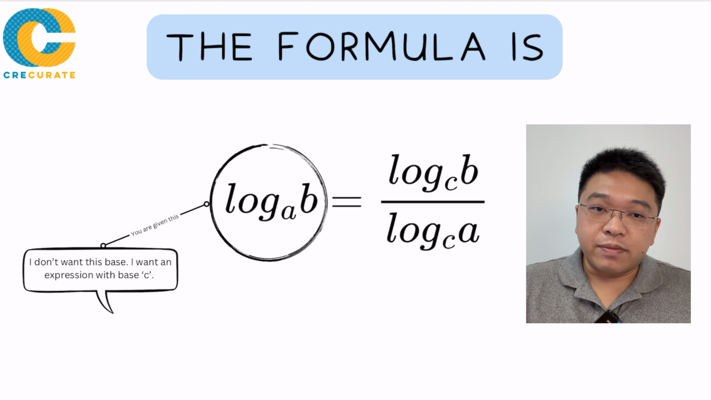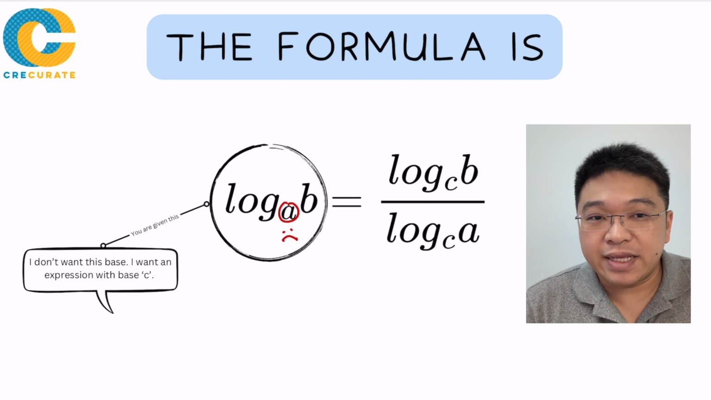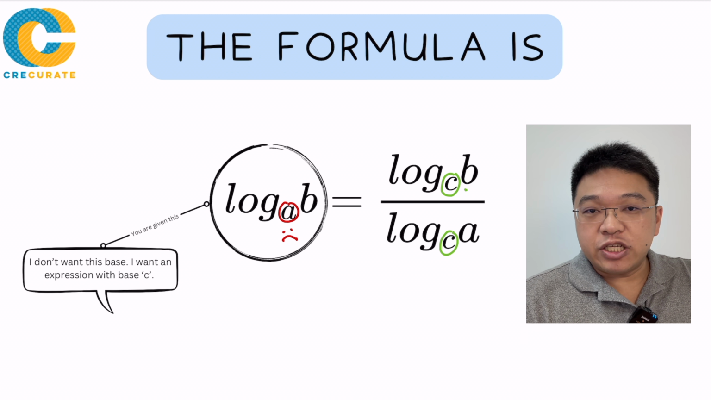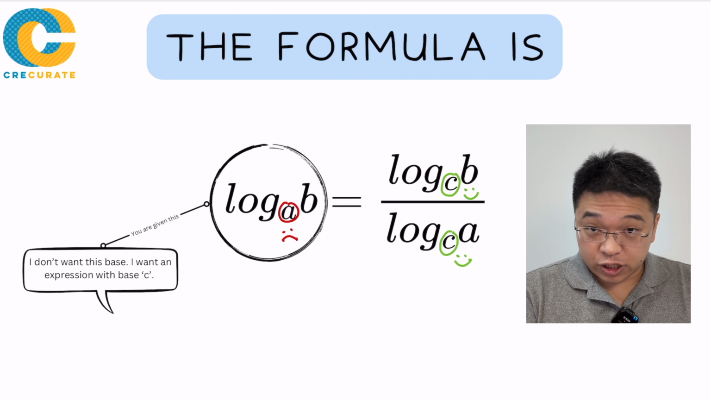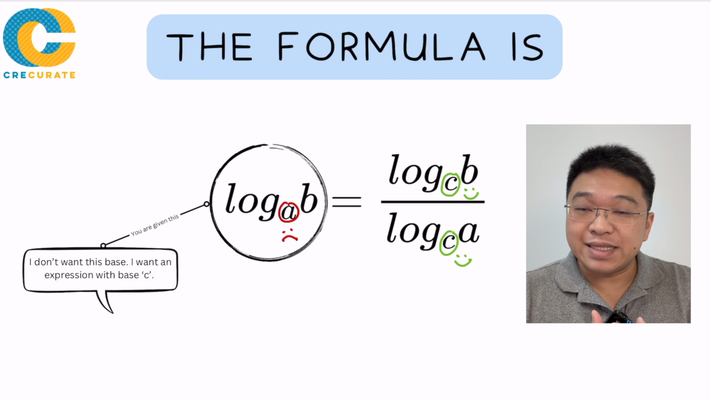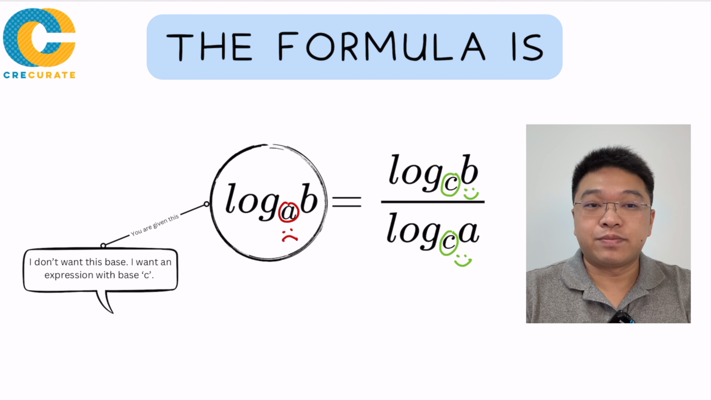Now the change of base formula is such that if it's log base A of B, I don't want the base A, I want to change it to, say, base C. How do I change it? That will be equal to a fraction with the numerator as log base C of B over log base C of A. And notice that in the fraction itself, both the bases are C. And this is what I want.